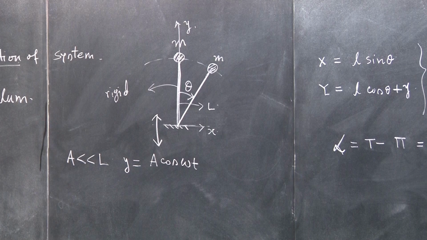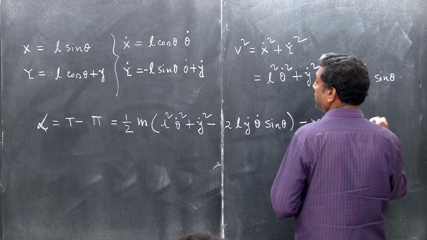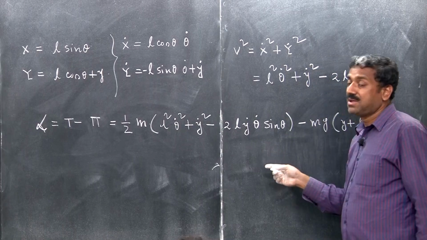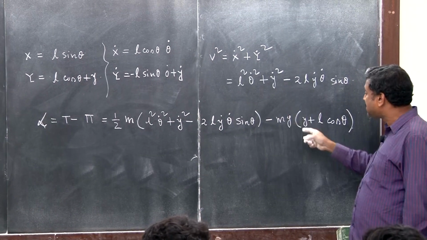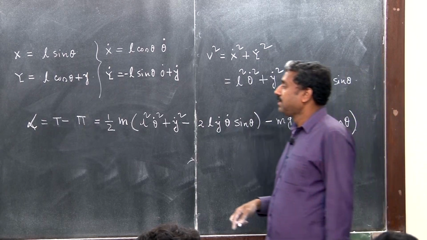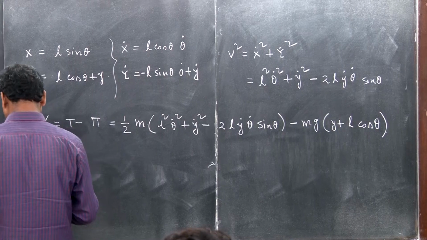Minus, you see that potential energy is nothing but mg and then the vertical displacement, right. So, mg into g, y plus L cosine of theta. This is the half m v square kinetic energy minus the potential energy, which is the weight multiplied with these things. Then you write down the equation of motion. What is the Lagrangian equation?